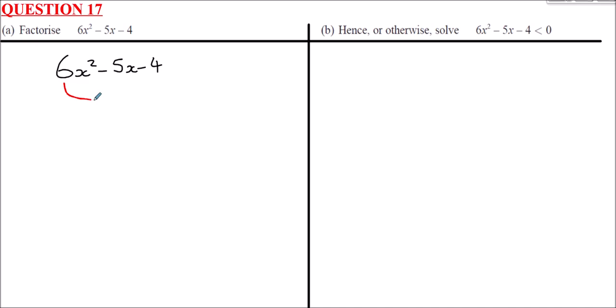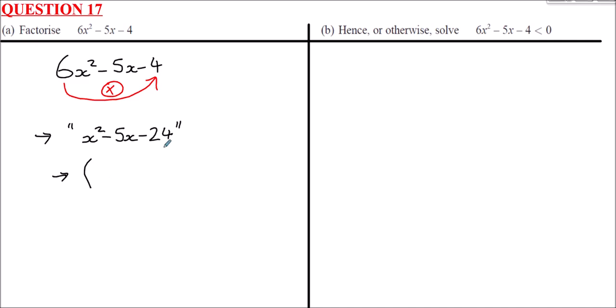We do 6 times the 4, and then forget that 6 ever existed for the time being. We're going to think of it as just a single x squared minus 5x minus 6 times the 4, so minus the 24. We now factorise this one as you would do a standard quadratic. So we need two numbers that multiply to negative 24 but add up to negative 5.